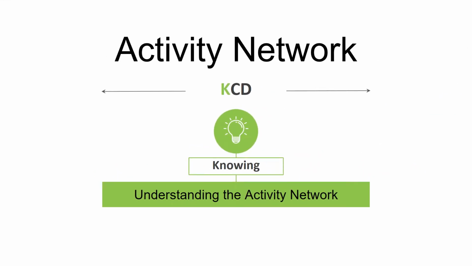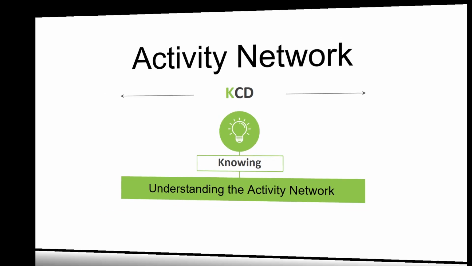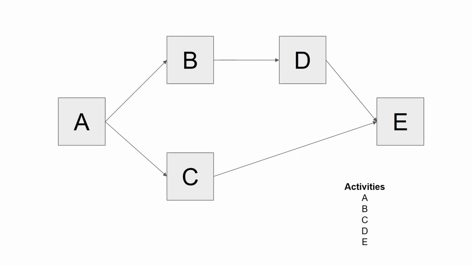To understand how scheduling works, we are going to start by learning how to schedule manually. And to do this, we will be starting with the activity network. Here's an example of an activity network. This illustration shows 5 activities: activity A, B, C, D, and E.